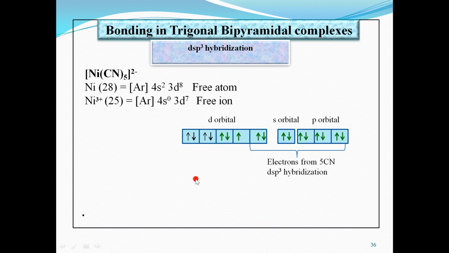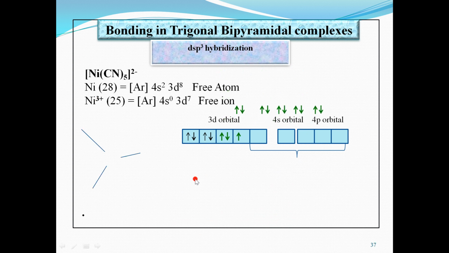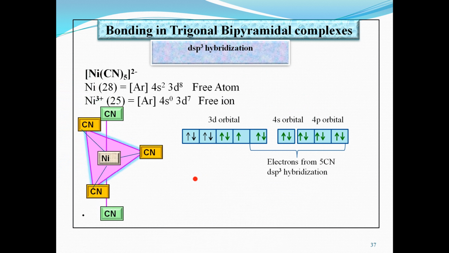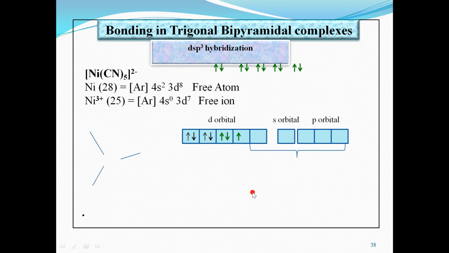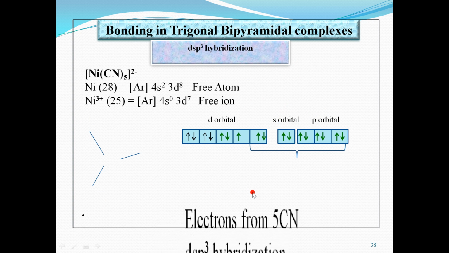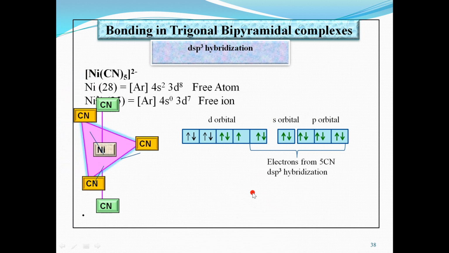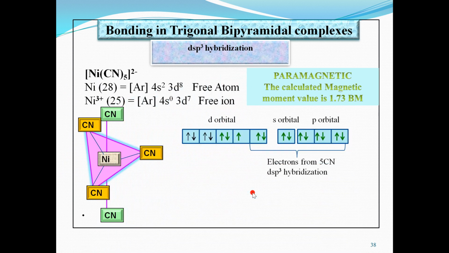dsp3 hybridization. And even we study the shape of the orbitals and the geometry. We say nickel is at the center, and 5 cyanide ions are arranged in this way. That is a triangular face, there are 3, and the apex and bottom side are the 2. Ultimately it has the trigonal bipyramidal structure and dsp3 hybridization. So here the magnetic moment value of this complex is again 1.73 BM, because it is paramagnetic in behavior.